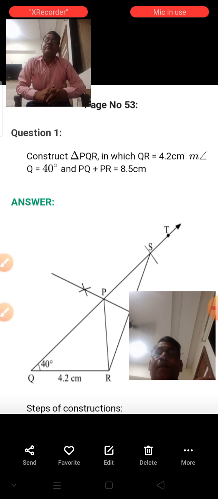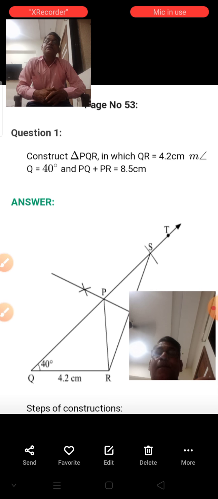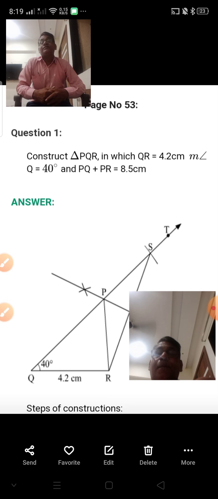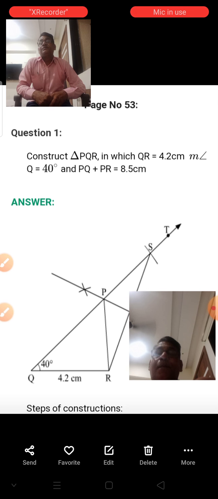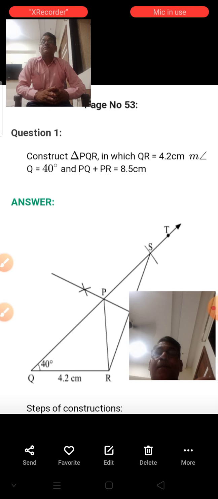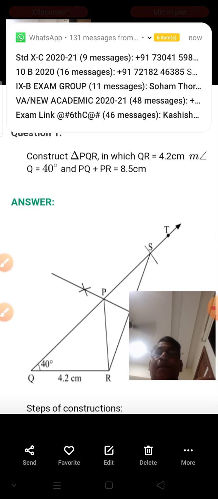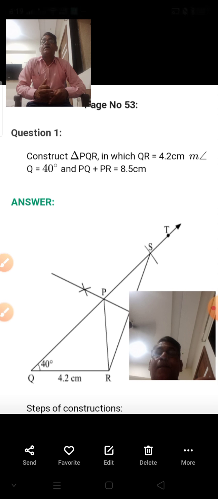In previous classes, in standard 6th, 7th, 8th, we learned many constructions related to geometry, and by using all these concepts in 9th standard also, we have to construct triangles.